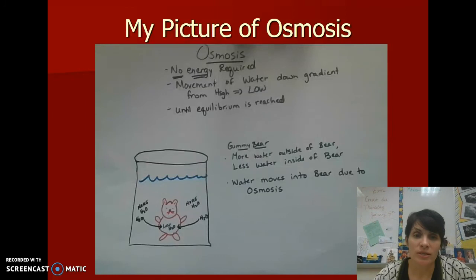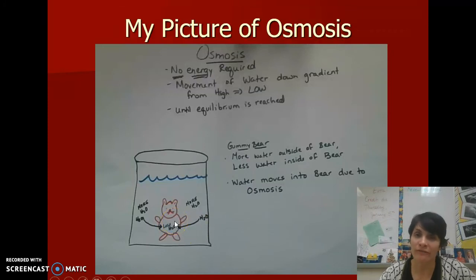Last thing about osmosis, again, no energy is required. You are going to draw a picture of osmosis, and I thought what a better way to draw a picture than with our gummy bears. Okay, so here's my little bear in water, and you can imagine him like your cell, because he was our little cell model. I'm not an artist, I know. Looks kind of like a cat bear. That's what we'll call him, okay?